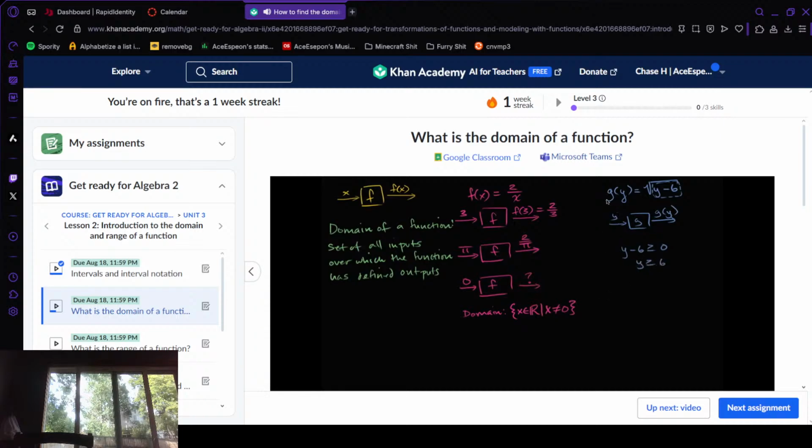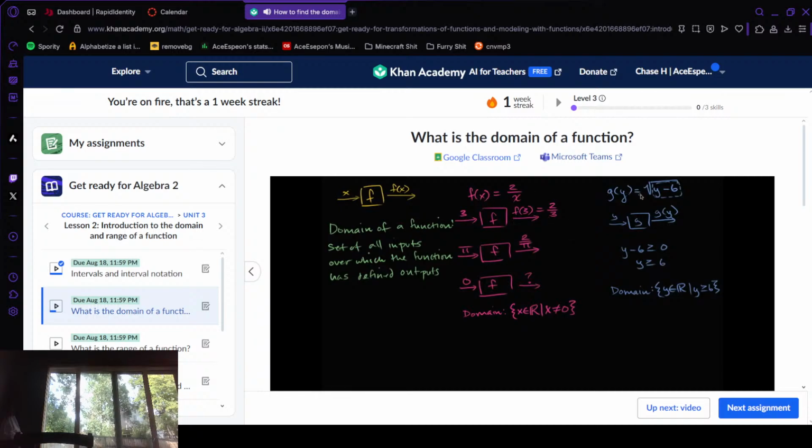Or you could say g is defined for any inputs y that are greater than or equal to 6. So we could say the domain here is the set of all y's that are a member of the real numbers such that they're also greater than or equal to 6. So hopefully this is starting to make some sense.